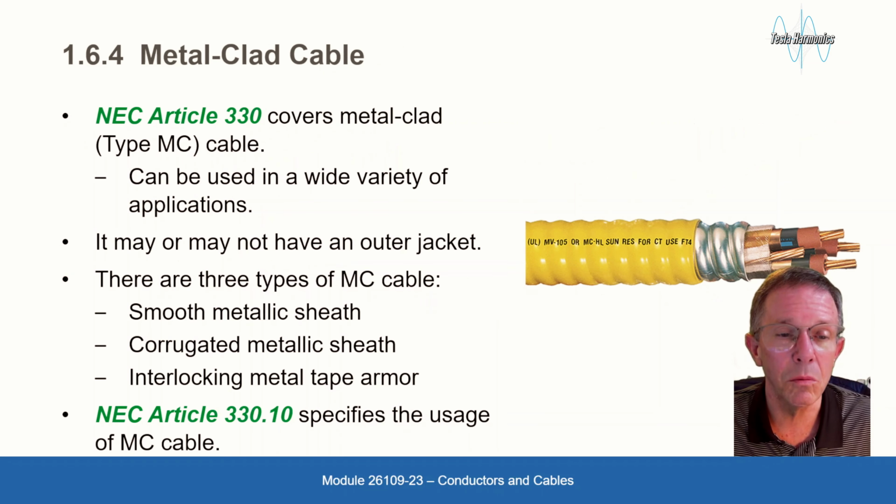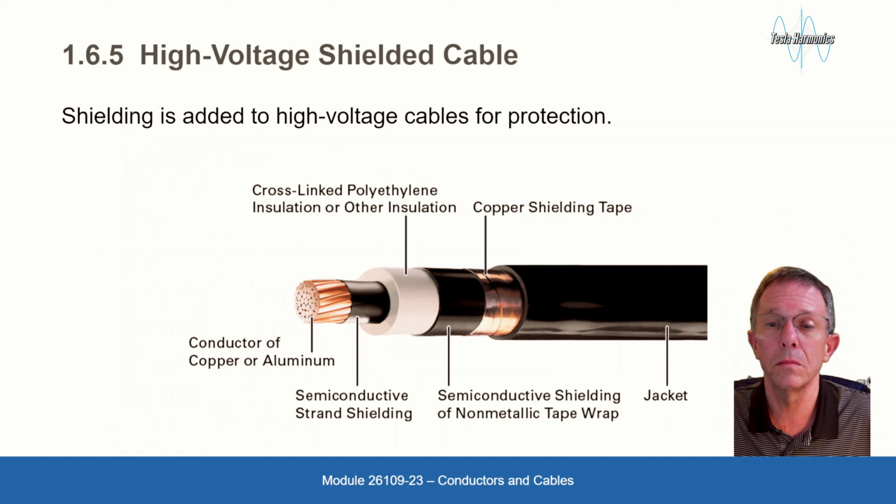Metal clad cable. NEC Article 340 covers metal clad cable or type MC cable. It can be used in a wide variety of applications. It may or may not have an outer jacket. There are 3 types of MC cable: smooth metallic sheath, corrugated metallic sheath, interlocking metal tape armor. NEC Article 330.10 specifies the usage of MC cable.